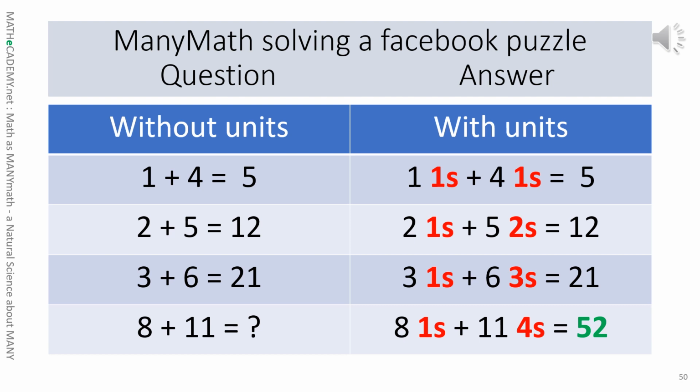Many math solving a Facebook puzzle. The question was, if 1 plus 4 is 5, and 2 plus 5 is 12, and 3 plus 6 is 21, then what is 8 plus 11? Many different answers were given, until many math found the answer, by using units. 1 ones, plus 4 ones, equals 5. 2 ones, plus 5 twos, equals 12. 3 ones, plus 6 threes, equals 21. 8 ones, plus 11 fours, equals 52.